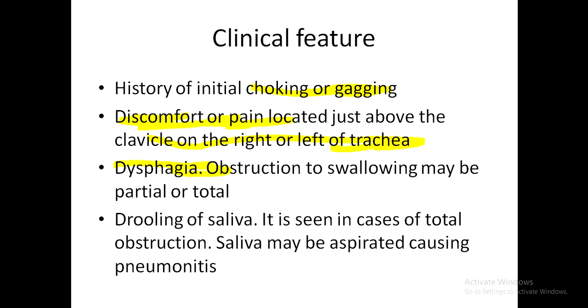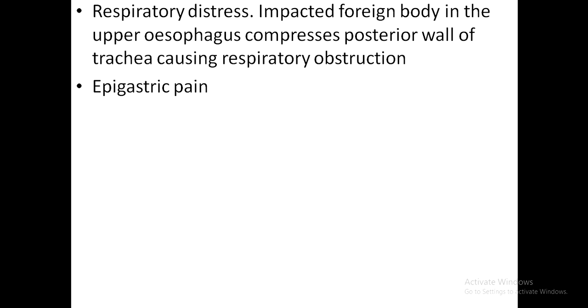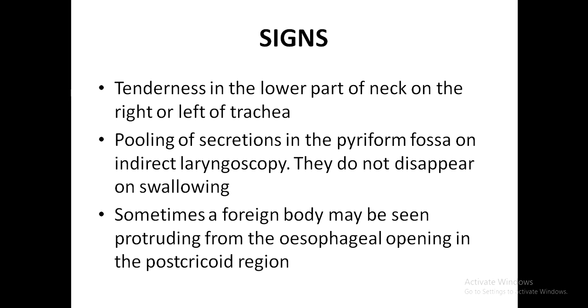If we have a foreign body in the esophagus, we can see drooling of saliva, meaning saliva comes outside from our mouth. It is seen when we take food and it does not go into the esophagus, so saliva will come outside. Other symptoms include respiratory distress, if an impacted foreign body in the upper esophagus compresses the posterior wall of the trachea, causing respiratory obstruction. Another is epigastric pain, because it can present in the gastroesophageal sphincter area.